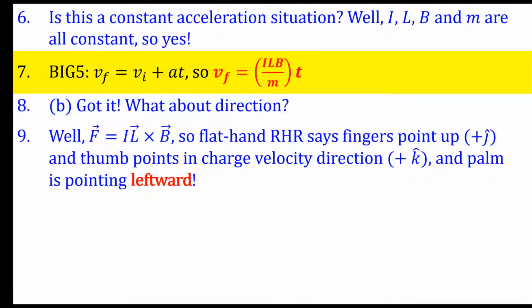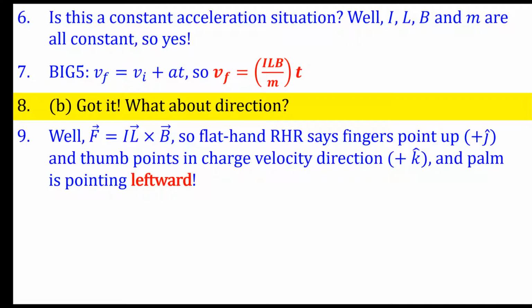Step 7, I'm playing the big 5 game. There is the kinematics expression that contains the variable I'm after, which in this case is the final velocity, and all other variables are known. Step 8, part B is asking about the direction of the velocity at this time.